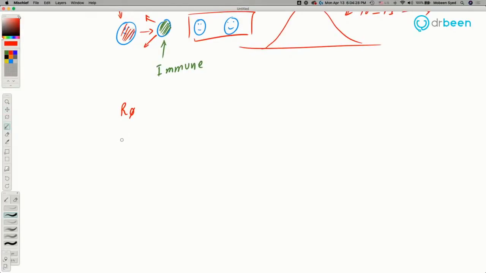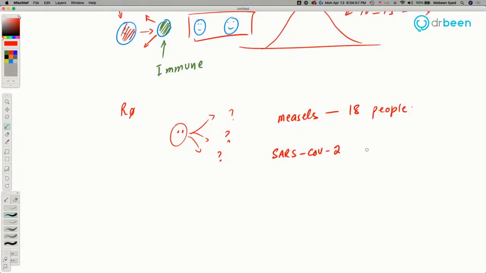R0 is an epidemiological term. And what that means is that one person in a community who is infected, how many people can this one person make sick? For example, a person sick with measles can make 18 people sick. A person sick with SARS-CoV-2, pay attention to this, SARS-CoV-2 has an R0 of about 2 to 3. That means every one person who is sick with SARS-CoV-2 can infect 2 to 3 healthy people.